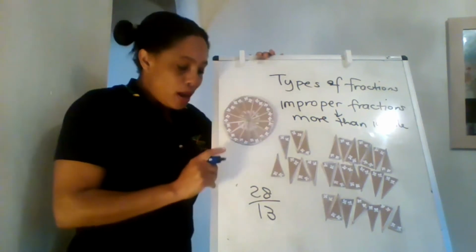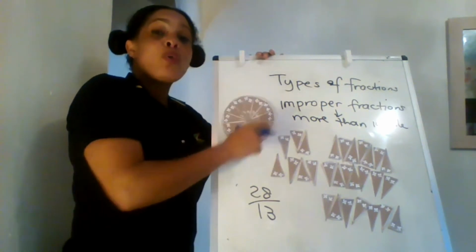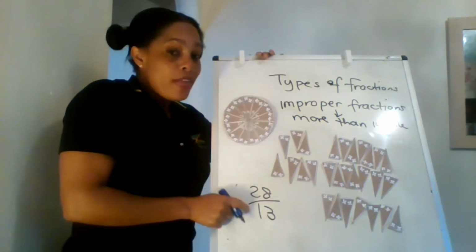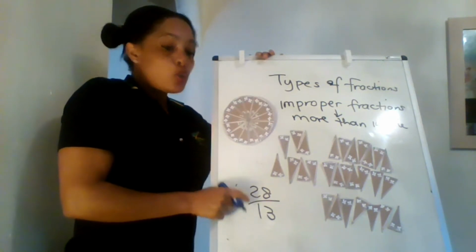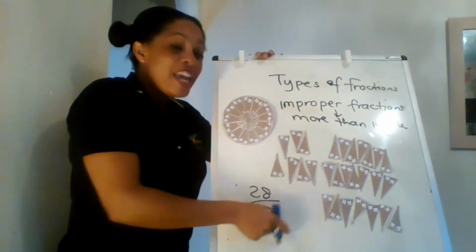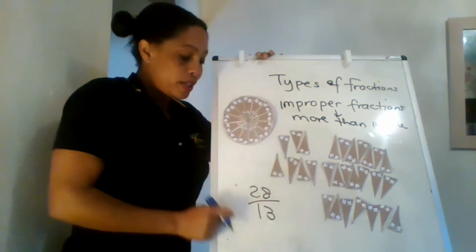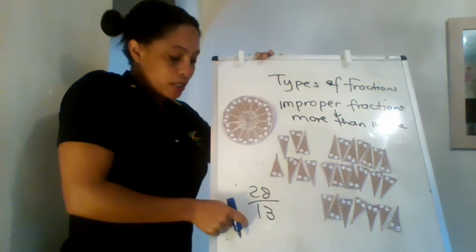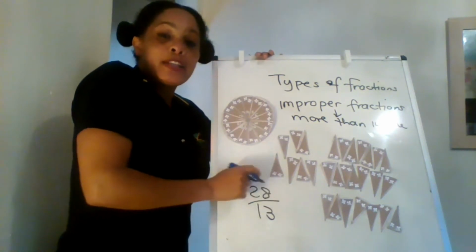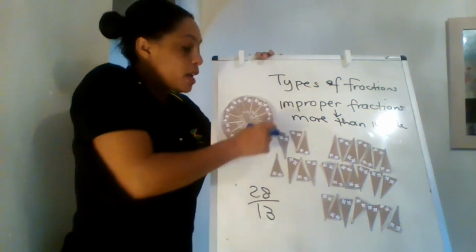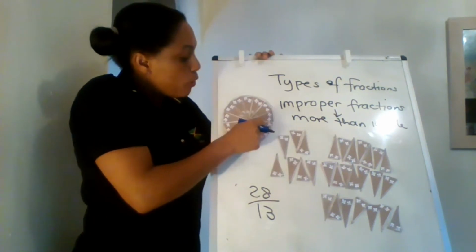Now remember that 1 whole cake was 13 out of 13. So this is more than 13 out of 13. So here we have what is called an improper fraction. Here I'm going to have more than 1 cake left over because it's more than 13 out of 13. So I have 28 out of 13, meaning 28 13ths, because each one of them was called 1/13.